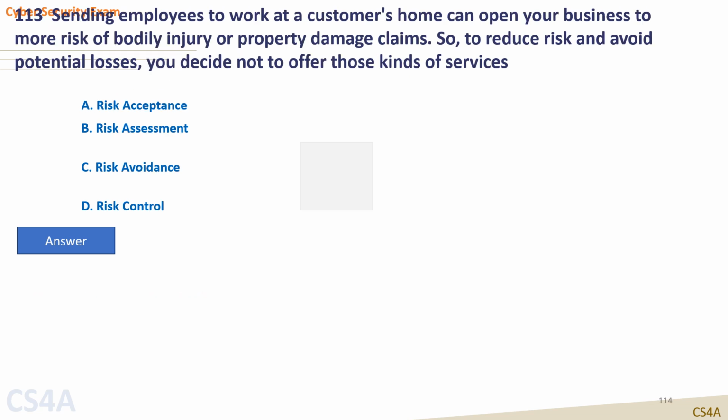Here the question is, sending employees to work at customers' homes can open your business to more risk of bodily injury or property damage claims. So to reduce the risk and avoid potential losses, you decided not to offer those kinds of services. So what type of risk response is this? Risk acceptance, risk assessment, risk avoidance, or risk control. So here it's clearly stated you are going to avoid the potential loss and you decide not to offer those kinds of services. Here we are not going to provide the services. It's risk avoidance.